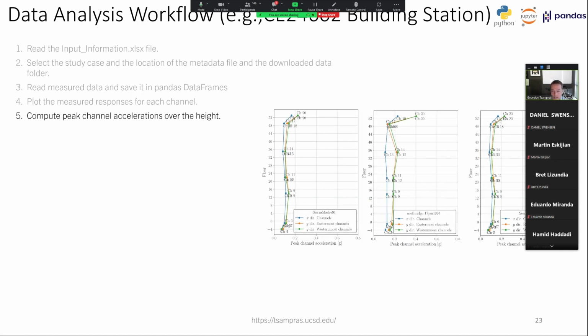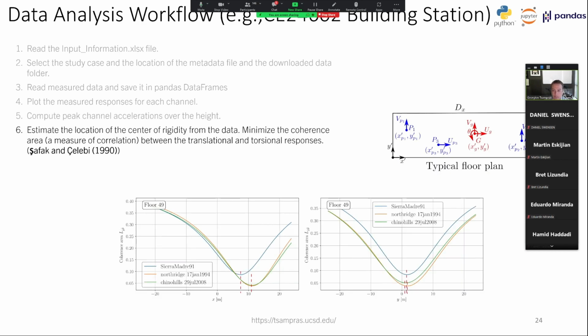We compute the peak channel accelerations over the height, and we use an estimation of the location of the center of rigidity using the data available to us. And the idea is that we try to minimize the coherence area, which is a measure of correlation between the translational and torsional responses. This is a method developed by Falk and Celebi in 1990, and we just implemented it into our workflow. Now, it is given that there is not a deterministic number for the center of rigidity. There is an evolution for the center of rigidity of any building, depending on its actual material properties, the evolution of nonlinearity over time history, and so on.